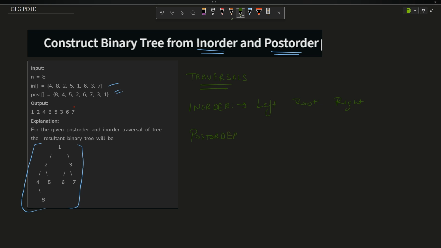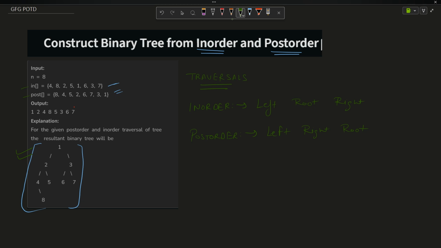Postorder says that first I will explore your left subtree. After that I will explore your right subtree, and at the end I will come to you. That is left, right, root. You can check the given inorder and postorder are actually validated for this tree. They will come out to be the same.